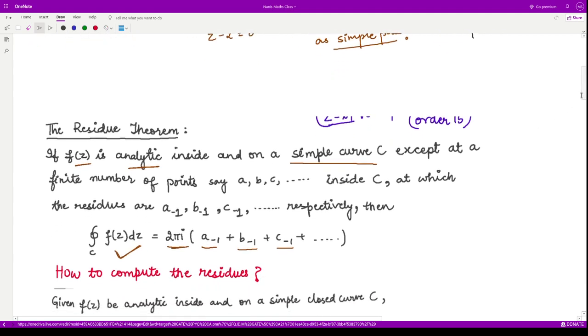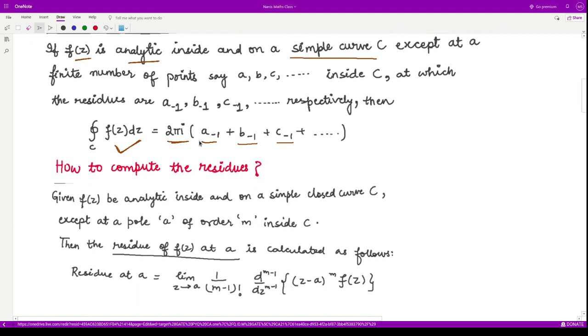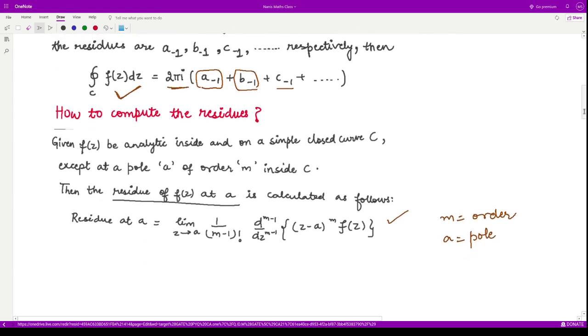And how do we calculate these residues? These corresponding residues are calculated using this formula where m is the order of that particular pole and a is that particular pole. So let us get started.